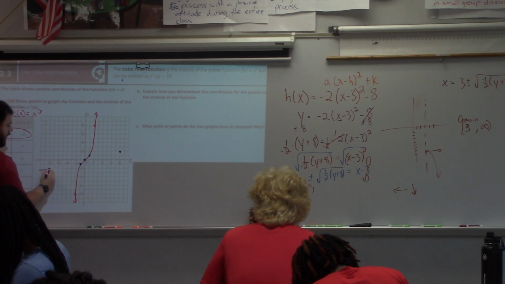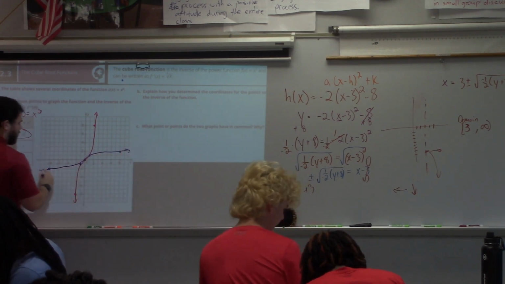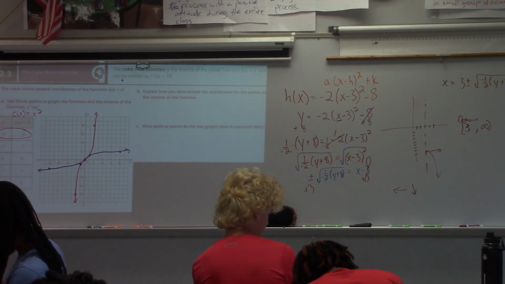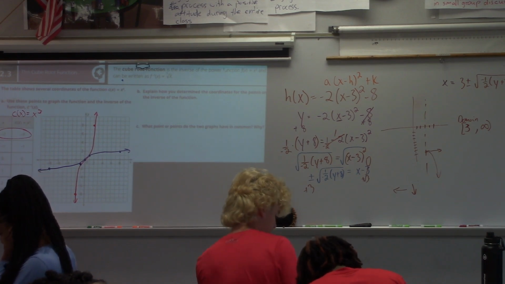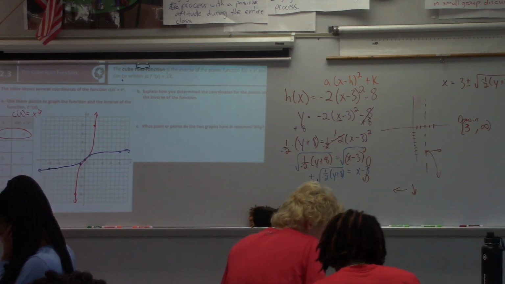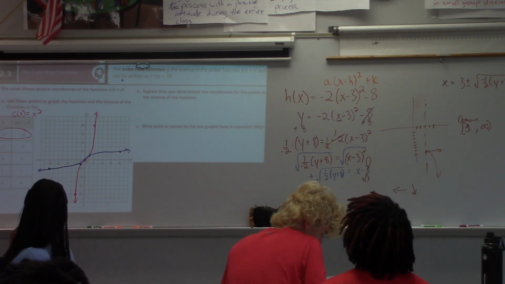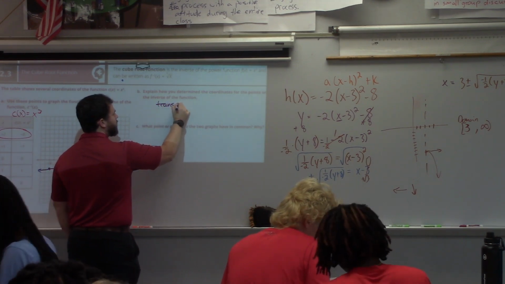So inverse functions do not have to be complicated. We need to remember that they are transposing the inputs and the outputs, and that they are reflections across what? Reflections across y equals x. So, transpose your inputs and outputs.